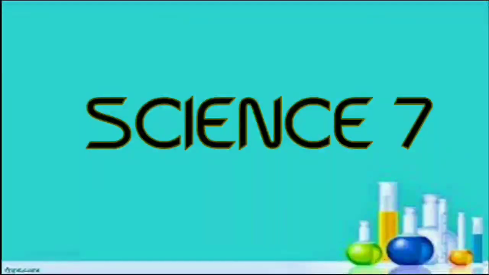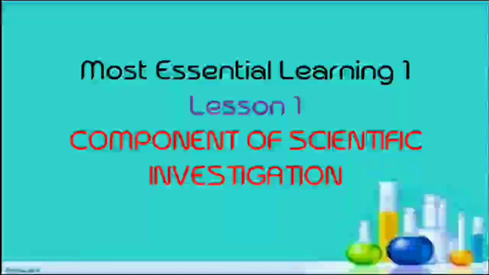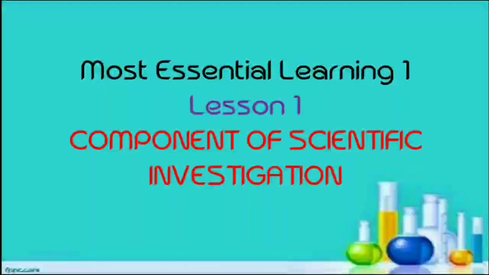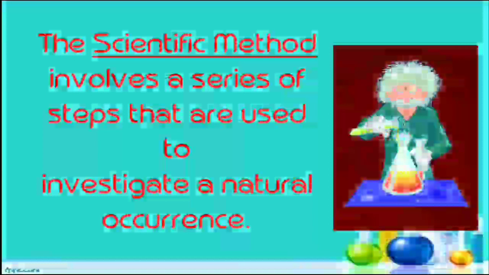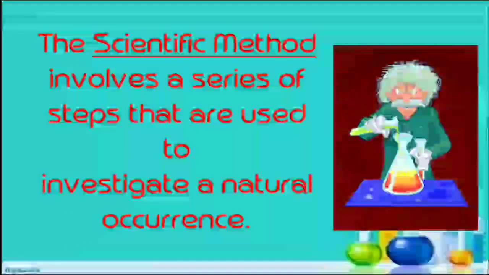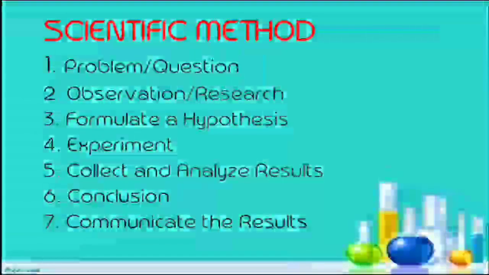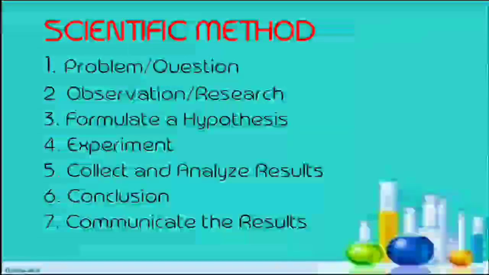Welcome to Science 7 class. Today, we are going to study about the components of scientific investigation. The scientific method involves a series of steps that are used to investigate a natural occurrence. Here are the steps for the scientific method.